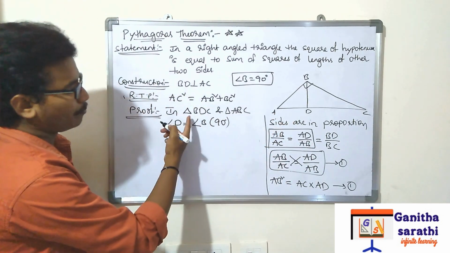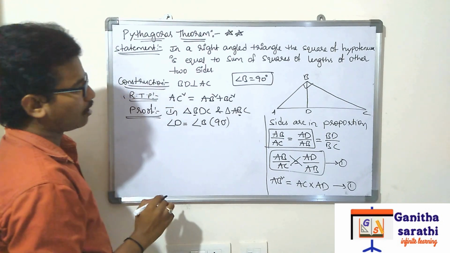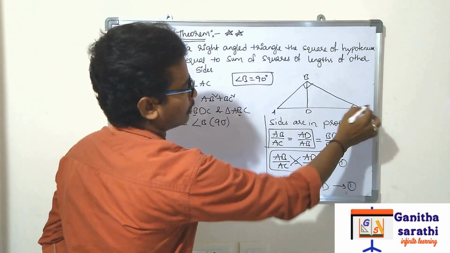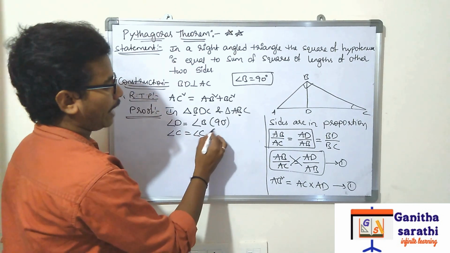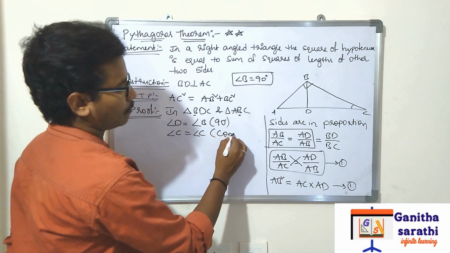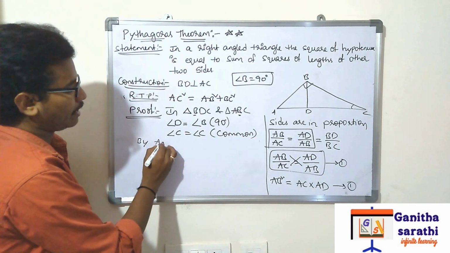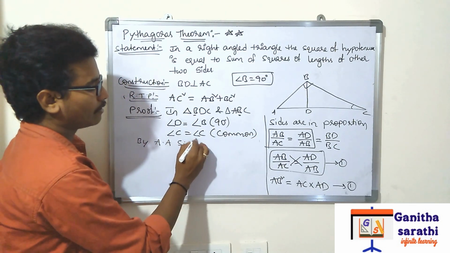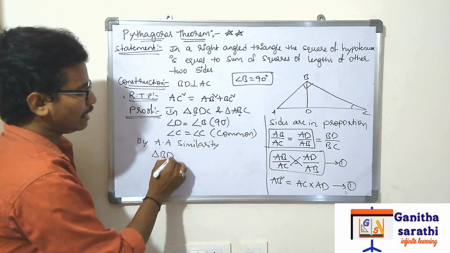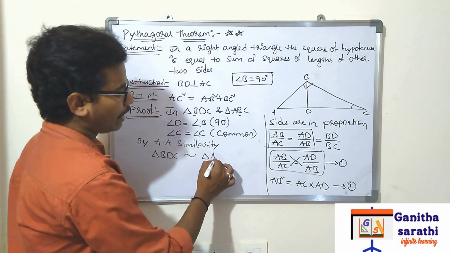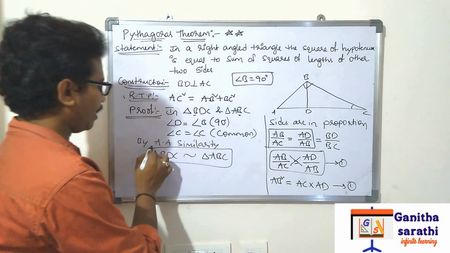Now, what angle is common to BDC and ABC? Angle B is common, or else you can take C as the common angle. In BDC and ABC, take C as the common angle. Now what can we write? By angle similarity, the two triangles are similar. Triangle BDC is similar to triangle ABC.